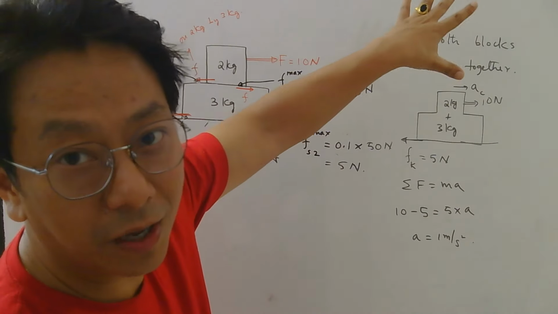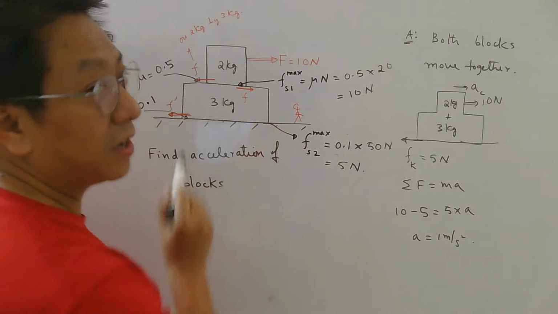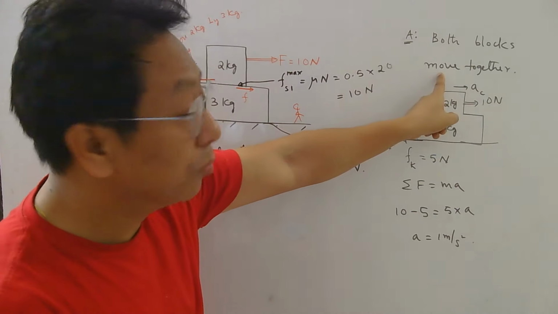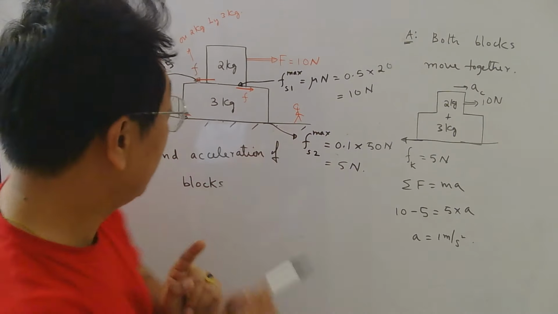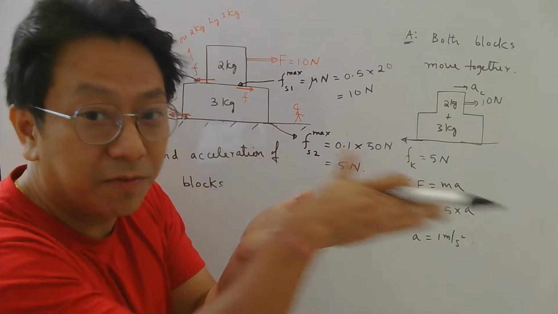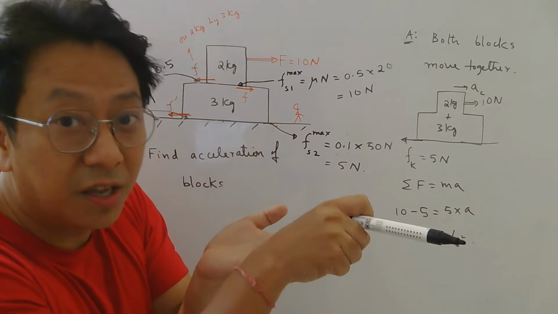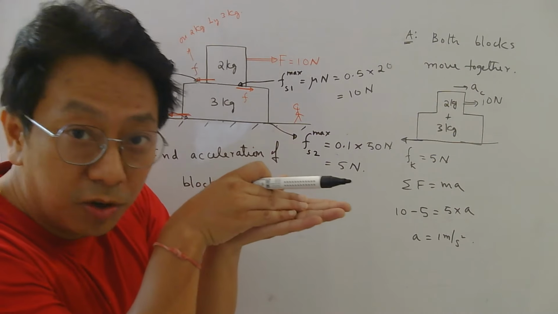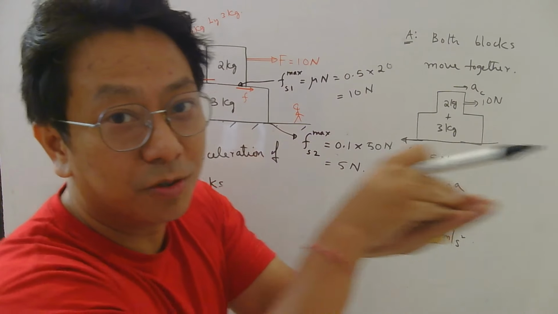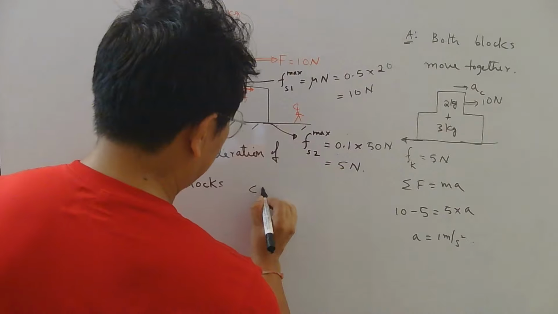Now we need to check whether our assumption is correct or not. If both blocks move together, friction here should be static friction, because they are moving together. Remember, just because of the word move, don't think kinetic friction. Here you will say kinetic because the 3 kg block is moving on the surface. But here you cannot say 2 kg is moving on the surface of 3 kg, because the surface of 3 kg is also moving with 2 kg. So both the blocks are moving together, so friction will be static. So we need to check that. Now the checking will start.